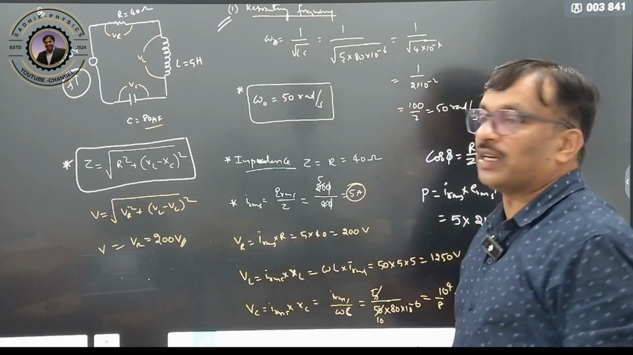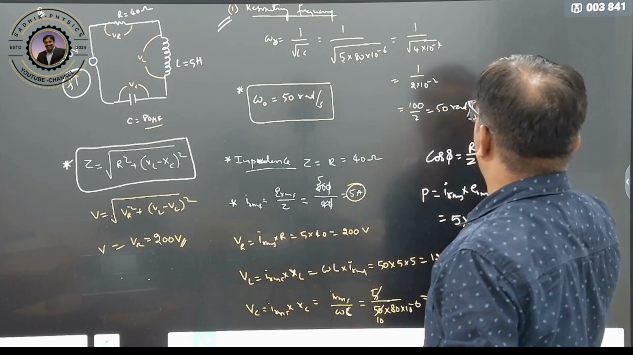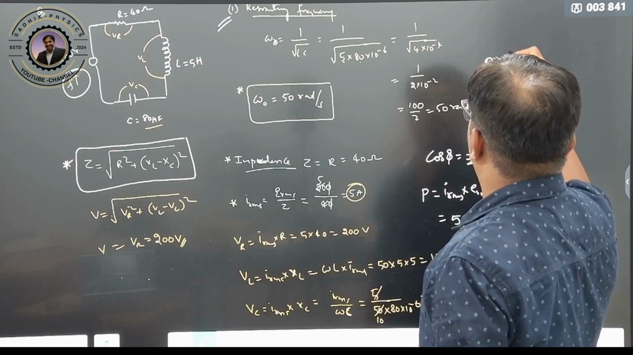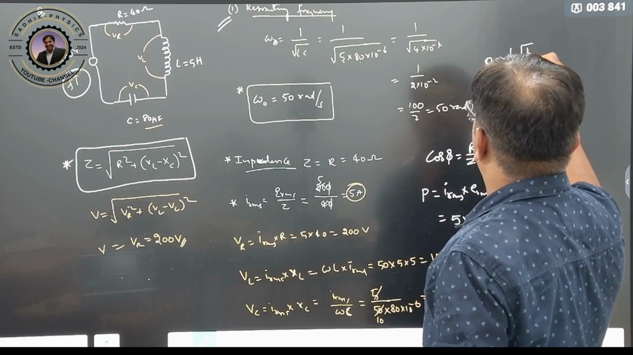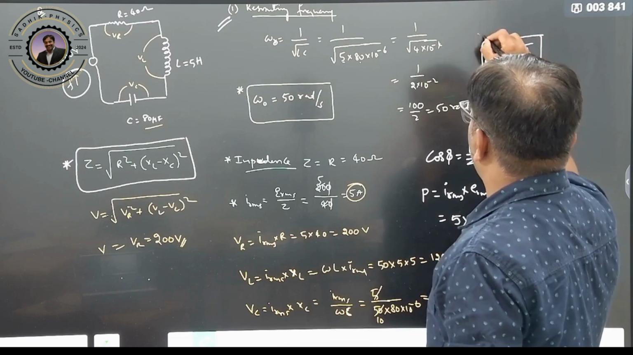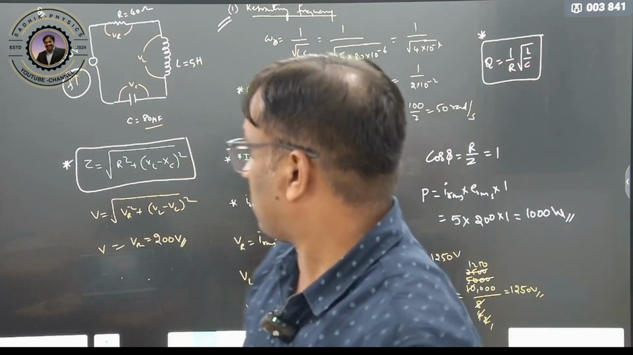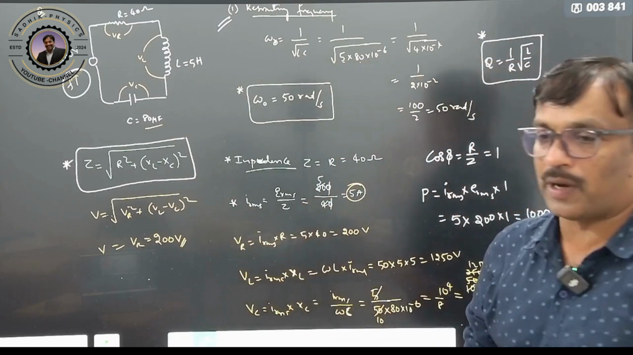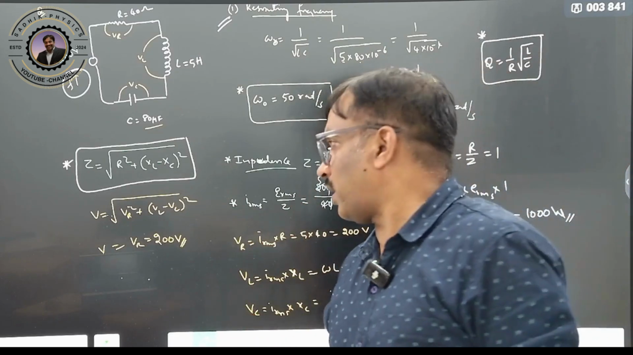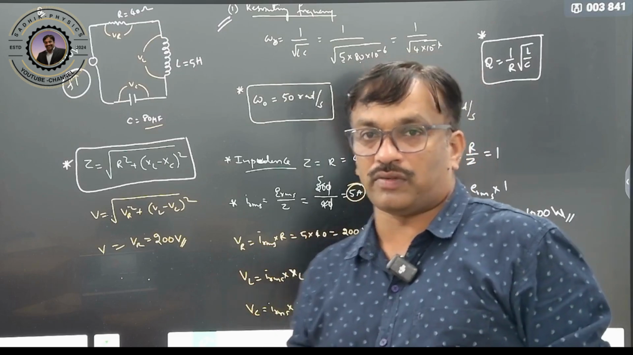Sometimes they may ask you what the Q factor is also. So what is the formula for the Q factor? Q value is 1 by R into square root of L by C. So you can use this, and even calculate this Q value. Clear? So these are the maximum possible questions you may expect for the examination.